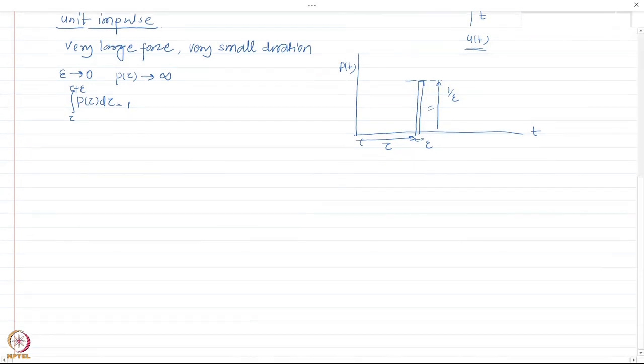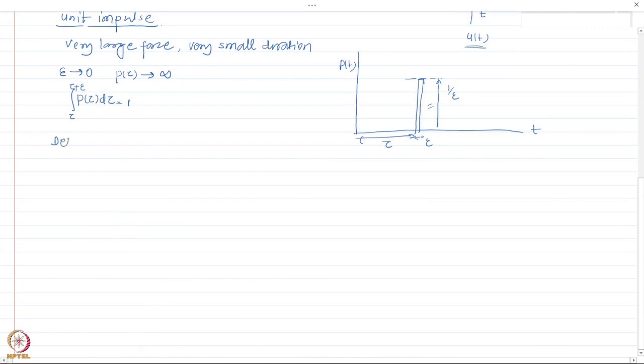Now, mathematically, this kind of function can be represented using something called the Dirac delta function. If you have come across this function previously, it says that delta of x is equal to 1 when its argument is equal to 0, and it is 0 everywhere else, for x not equal to 0.